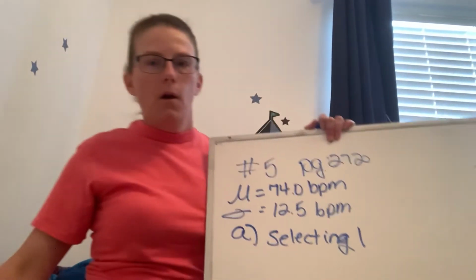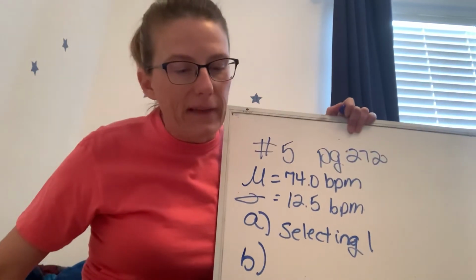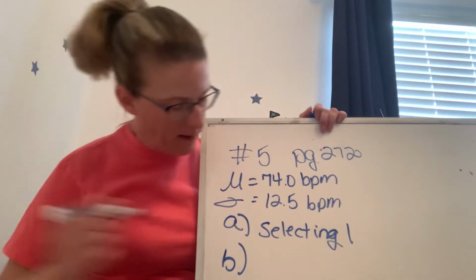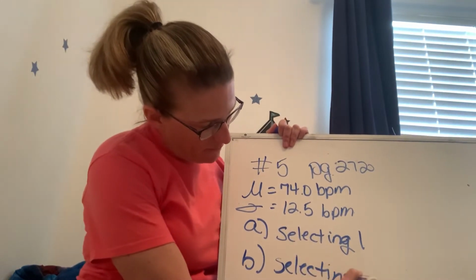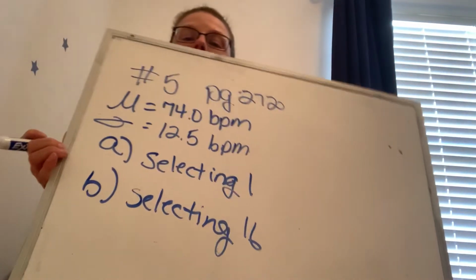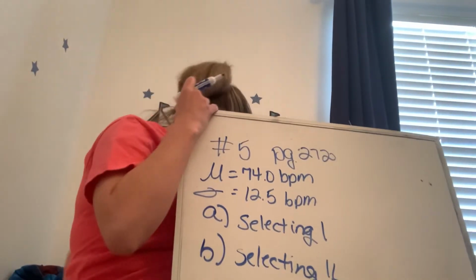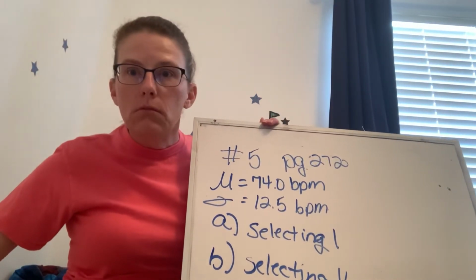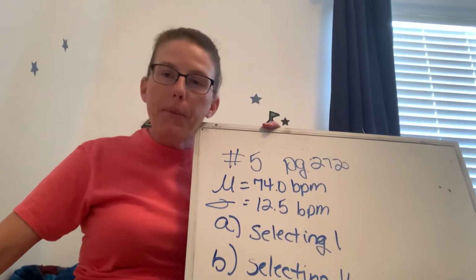However, when we look at Part B, it is asking us if 16 adult females are selected. So we're selecting not one, but 16, constituting that we are selecting a group. When we select that group, we have to think about: can I use the central limit theorem in this case to help me generate my probability value?